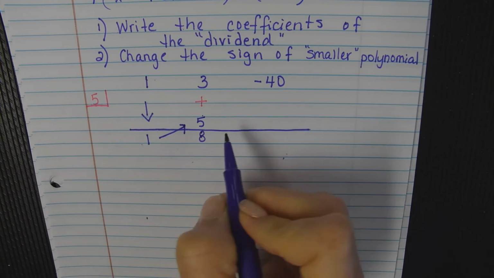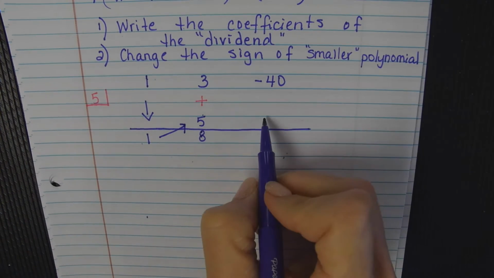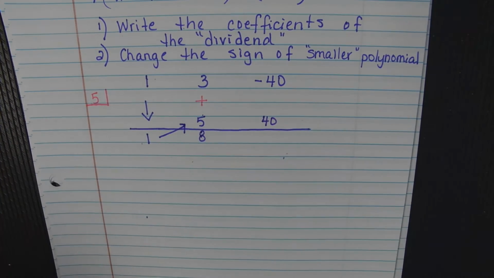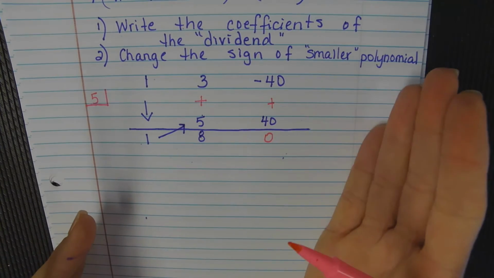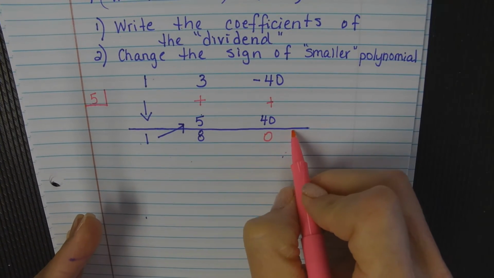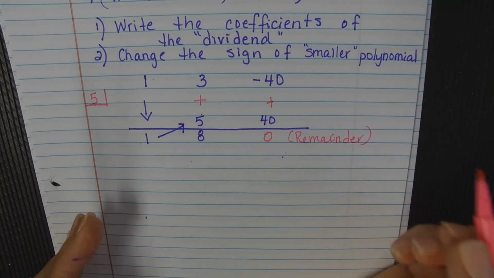Now again, what's the process? What's next? 8 times 5, which is 40. Positive 40. So we're going to add negative 40 plus 40, which is 0, and I'm done. Do you see? So what is the 0 called? Remainder. Thank you. It's nice and cute. See, I told you it was going to be cute again.